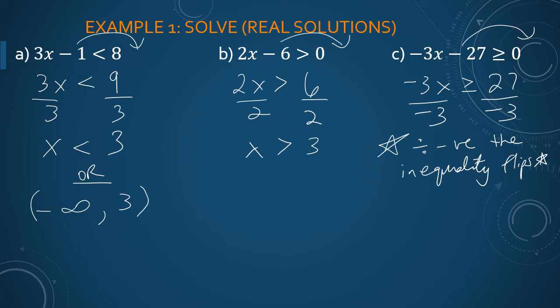So we're still going to have x on the left, and 27 divided by negative 3 is negative 9, but the inequality is going to flip. So instead of it being greater than or equal to, it's going to be less than or equal to. So yeah, make sure you don't forget that important point.